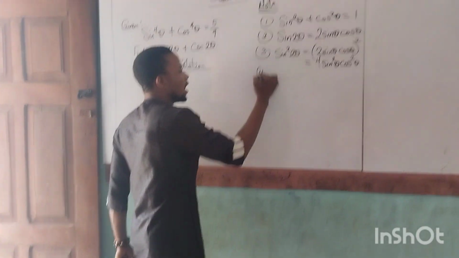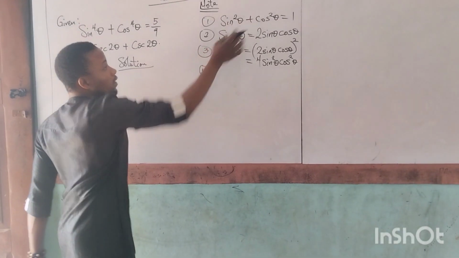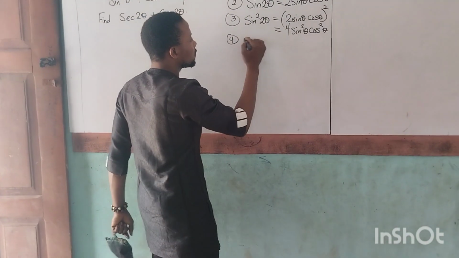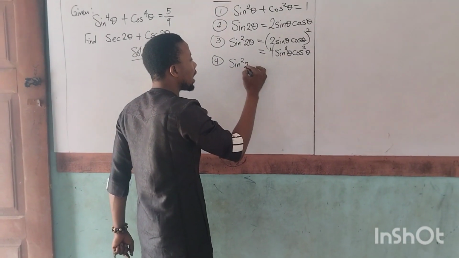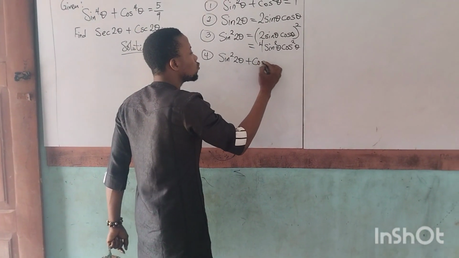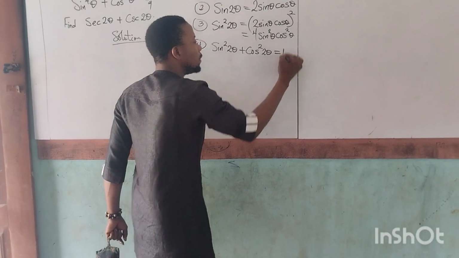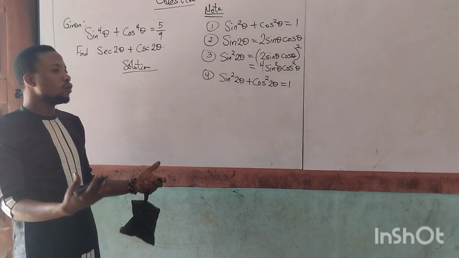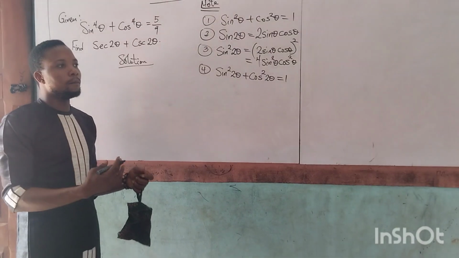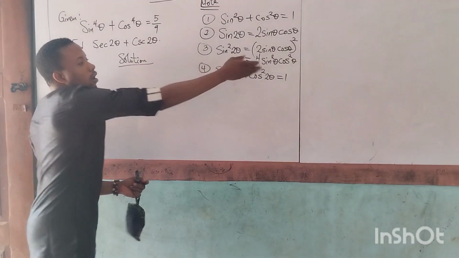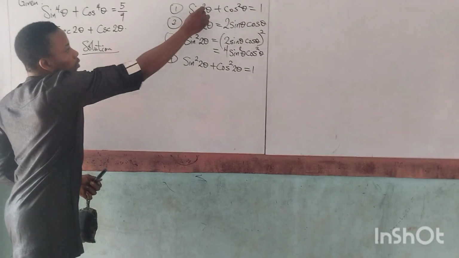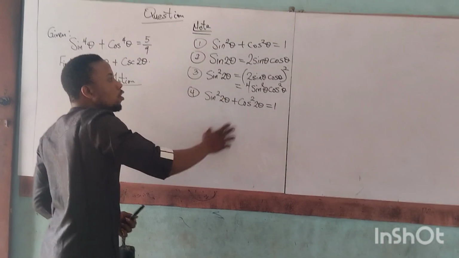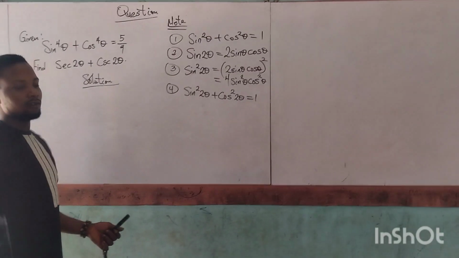Also, here I can say sine square 2 theta plus cos square 2 theta will give me 1, from the trigonometry identity. So I try to join it with the double angle by putting a square on it. If I turn this single angle to 2 theta and put a square on it, this must give me this.